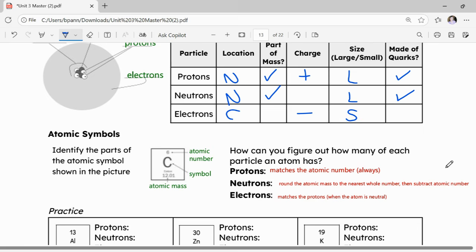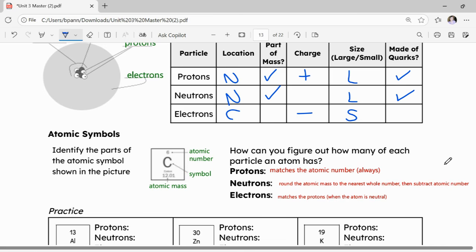Finally, the rule for electrons. This rule applies whenever the atom is neutral, and we will tell you if the atom is not neutral. If the atom is neutral, the number of protons equals the number of electrons. So we use the atomic number again to tell us how many electrons there are. For carbon, there are 6 protons, 6 electrons, and 12 minus 6 gives us 6 neutrons as well.